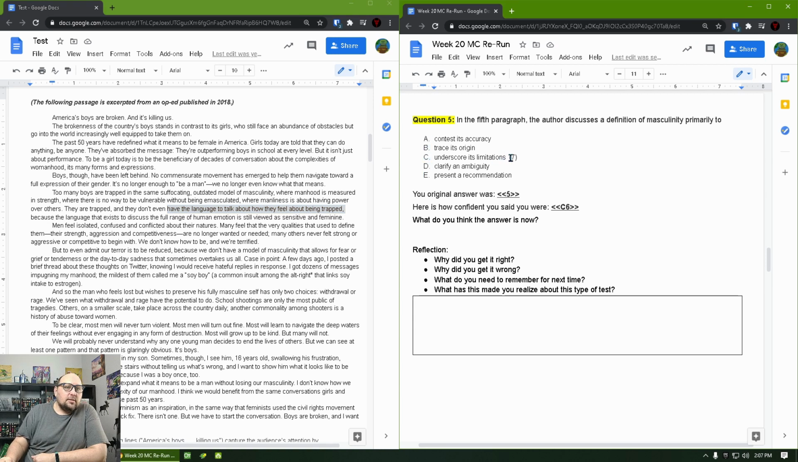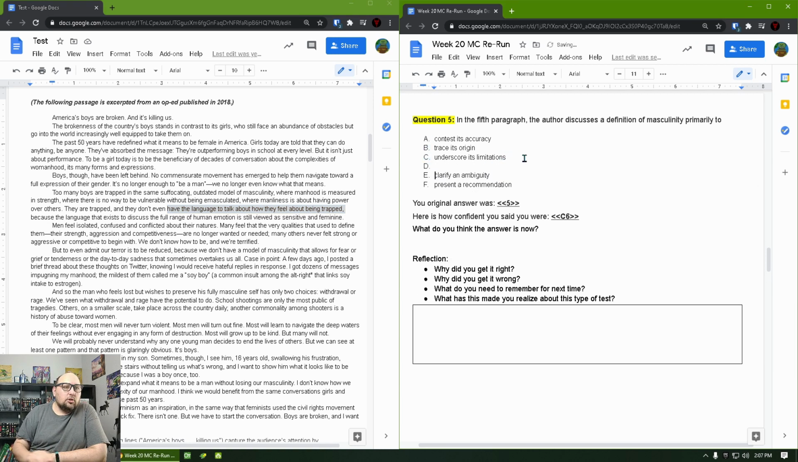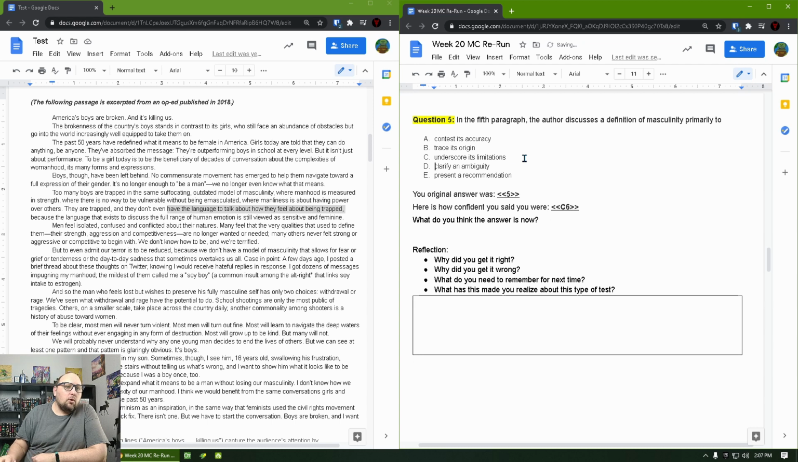The correct answer is underscore its limitations. Underscore, for those of you who may have been unfamiliar with that word, is like saying highlight or make obvious. When he talks about limitations, he says there's no way to be vulnerable. That's a limitation. There's something they can't do. They are trapped. They don't have the language to talk about it. Those are limitations. So C is the correct answer. Congratulations to those of you who got it right.